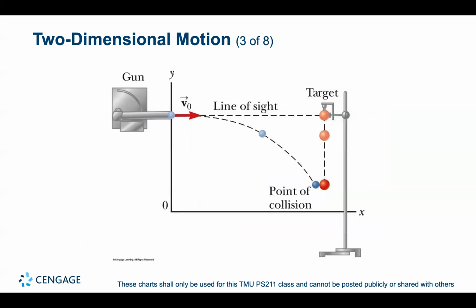Now let's look at an example of a gun that is firing a projectile. Okay, so a ball is fired at a target at the same instant the target is released.